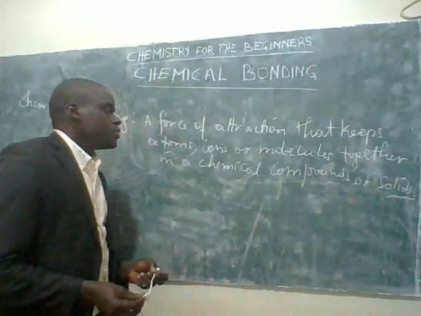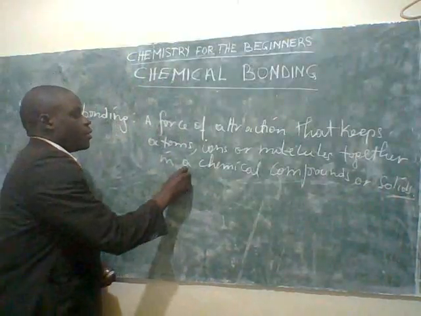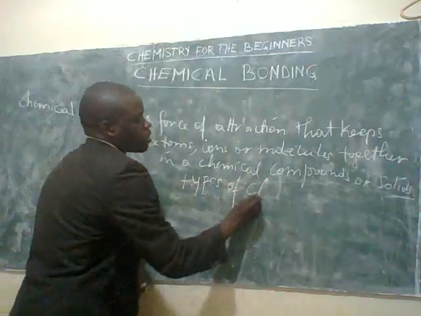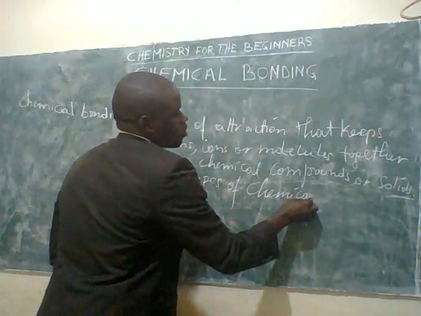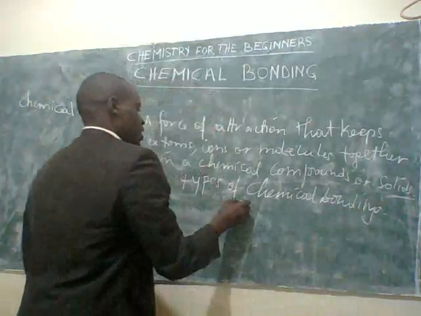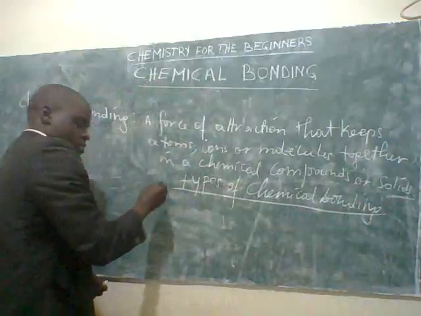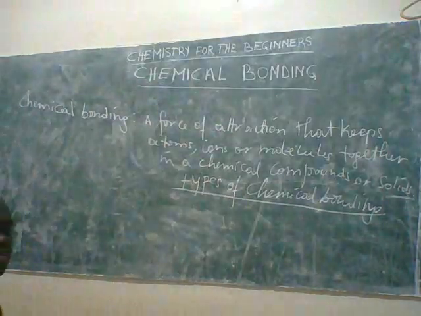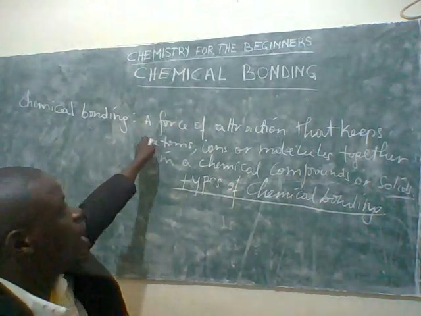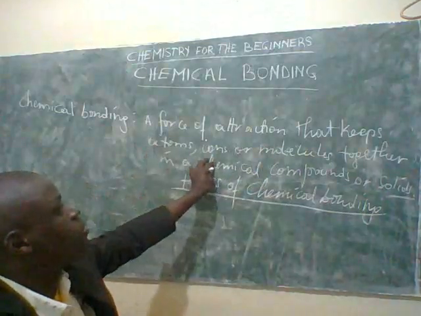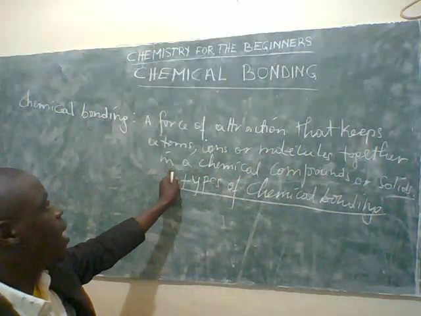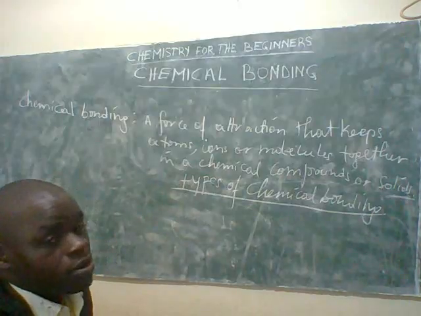So here we can say types of chemical bondings. As you can see here, a force of attraction that keeps atoms or ions or molecules together in a chemical compound or solids.